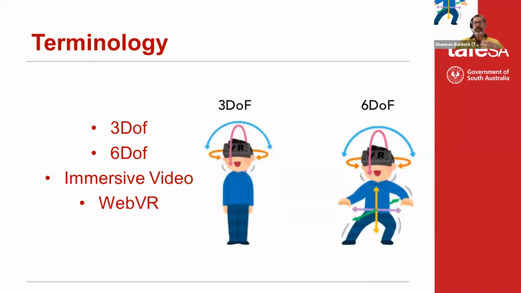The other side we've got is 6 degrees of freedom. Now, this is the really cool stuff. This is where people have got controllers in their hands. They're physically picking up stuff and then moving it around. That's where we start getting into the interactive. Now, a lot of what we talk about is 3DOF because we find it's really achievable. It's easy to do. And a lot of companies in the private sector that picked up VR for training are sort of exclusively in that 3DOF space.